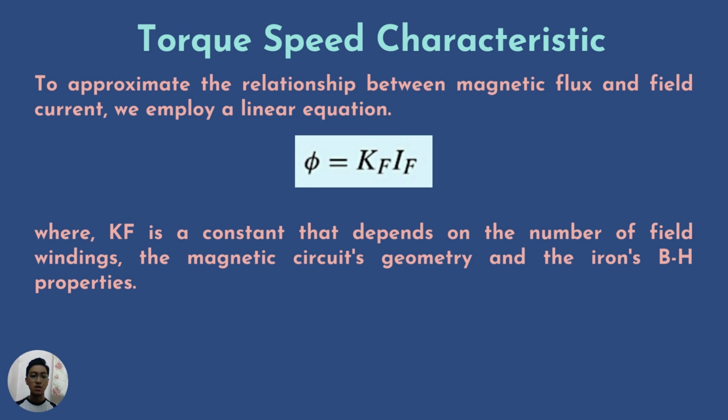Torque speed characteristics. To approximate the relationship between magnetic flux and field current, we employ a linear equation, which is phi equals Kf times If, where Kf is a constant that depends on the number of field windings, the magnetic circuit's geometry, and the iron's properties. The relationship between phi and If is nonlinear due to magnetic saturation of the iron.